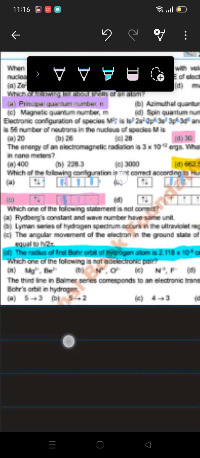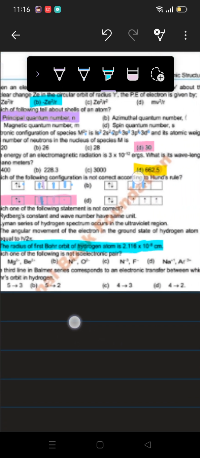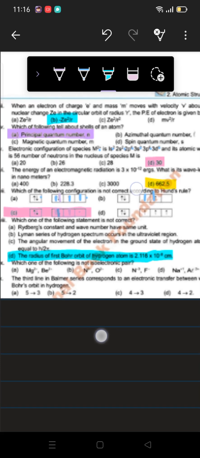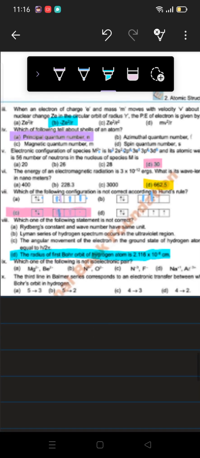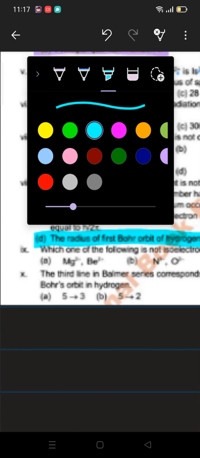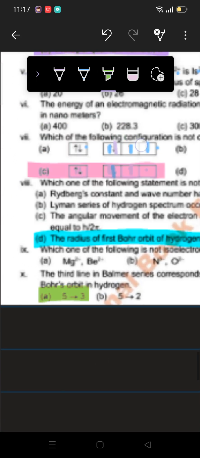The third line in the Balmer series corresponds to an electronic transfer between which Bohr orbits in hydrogen. They have asked us about the third line of the Balmer series, and Balmer is the second one, which means the electron from anywhere comes to the second orbit. Initially the electron comes from the third to the second, that is the first line. The electron from the fourth comes to the second, that is the second line of the Balmer series. Then the electron from the fifth comes to the second orbit, and that is the third line of the Balmer series. So this is the correct option.